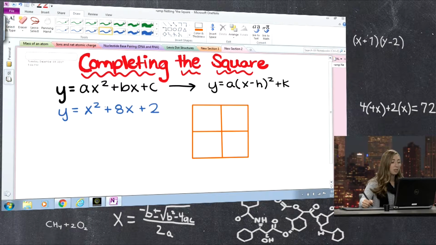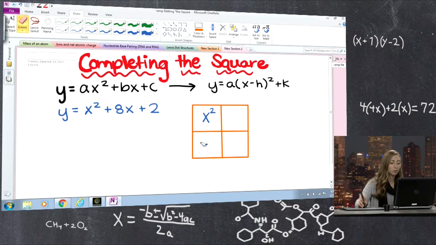So what we'll do, to set this up, I've got this quadratic here in blue that's in standard form. It's x squared plus 8x plus 2. What we'll do to set it up is put the first term in the top left box. This is the same as the Xbox factoring method. Next, this middle term, 8x, usually goes in these two boxes that I just put a dot in.